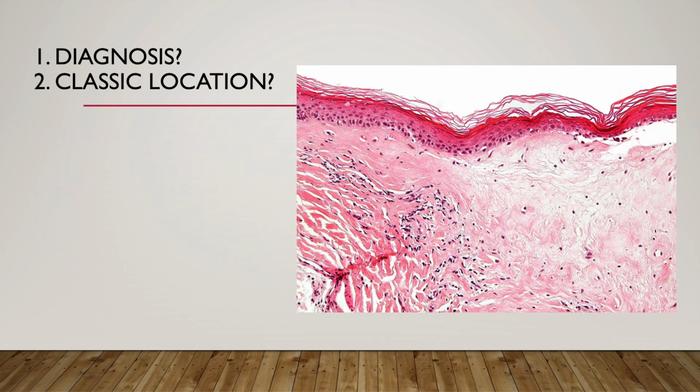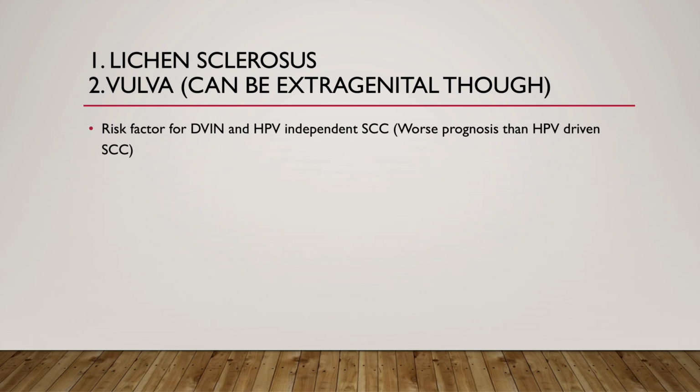Here we see a little bit of hyperkeratosis. We see a little bit of homogenization of the papillary dermis. We see lymphocytes. Yes, this is lichen sclerosus. This is in the vulva, although it can be extragenital. And lichen sclerosus, remember, is a risk factor for dVIN and HPV-independent squamous cell carcinoma, which has worse prognosis than HPV-driven squamous cell carcinoma.